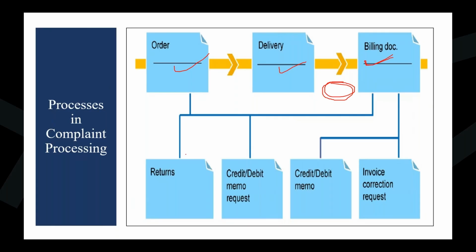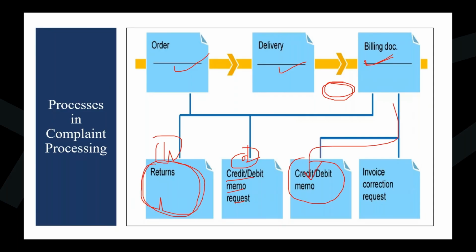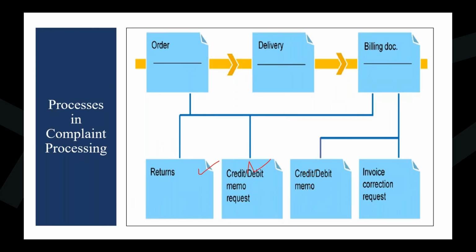So the options you have: you ask him to return the product, one process if it is a damaged one. Second, you have the option of creating credit memo and debit memo requests, where you deduct an amount, or sometimes you want to charge more. And then you create credit memos and debit memos directly, that is also possible. And then the invoice correction request. So these four processes you have basically.